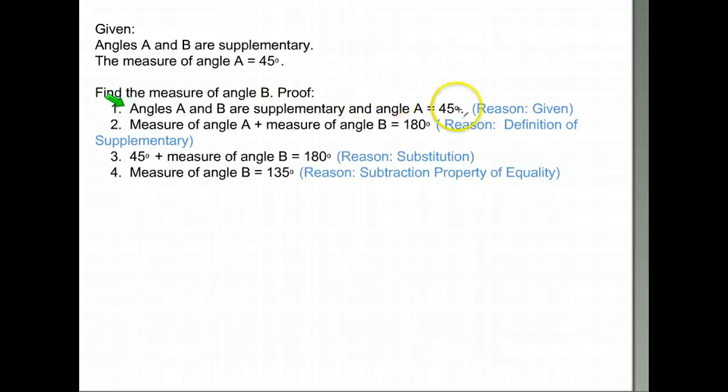Okay, so our first step, our reason was given. Our second step, the reason is that was the definition of supplementary angles. Our third step, reason was substitution. When we know two things are equal, we can replace one with the other. We replaced measure of angle A with 45. And our last step, our reason was subtraction property of equality, because we went from step 3 to step 4 by subtracting 45 from both sides of the equation.